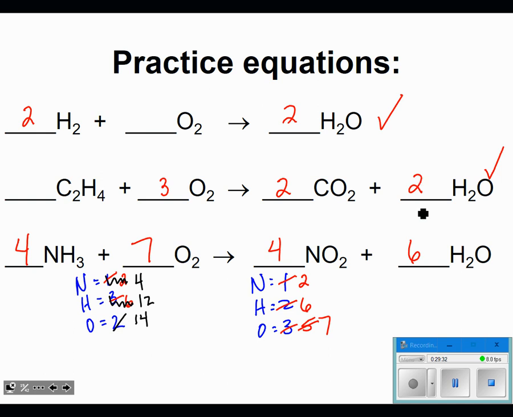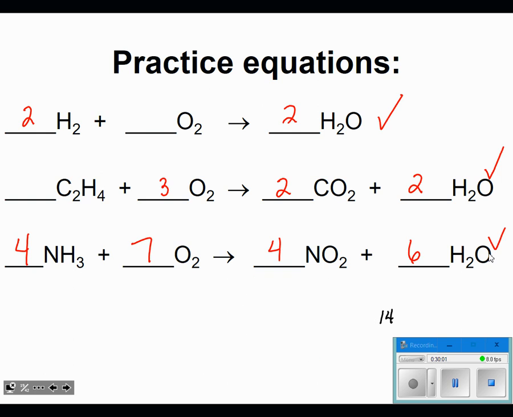On this other side, I have 4 times 1 is 4. I have 6 times 2 is 12. And on my oxygens, I have 4 times 2, which is 8, plus 6 times 1, which is 6, which equals 14. I am balanced. It is complete and I'm good to go. Okay, that one is a more difficult one, I will tell you. So it takes a little bit of time to get used to doing ones like that.